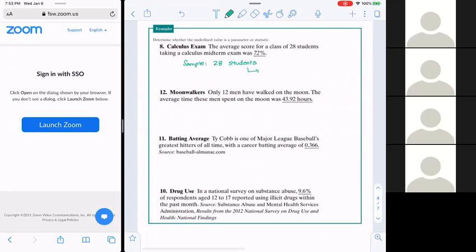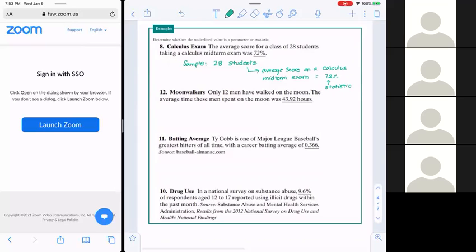So we calculated the average score on a calculus midterm exam. That is the quantity of interest, and that amount happened to be 72%. So the underlying value is the statistic.